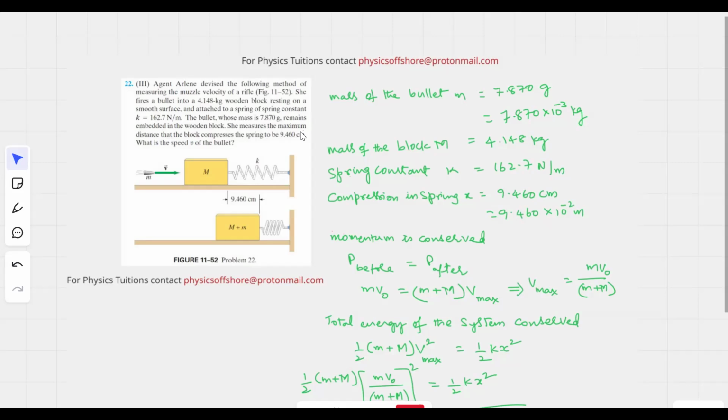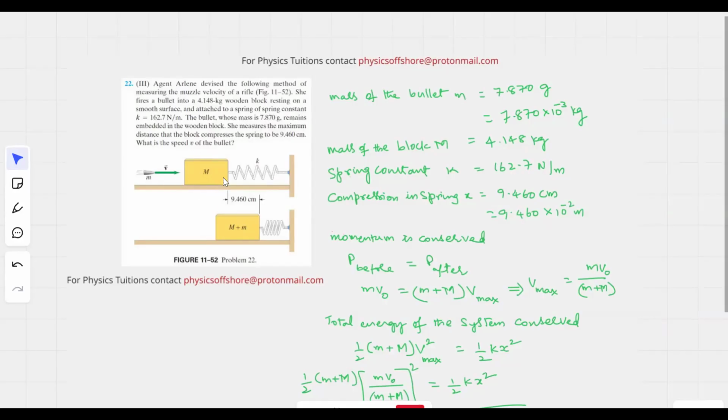She measures the maximum distance that the block compresses the spring to be 9.460 centimeters. What is the speed v of the bullet? Obviously, this problem is based on the conservation of momentum. Here we have to find out the velocity of the bullet.